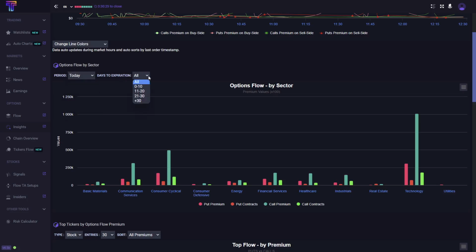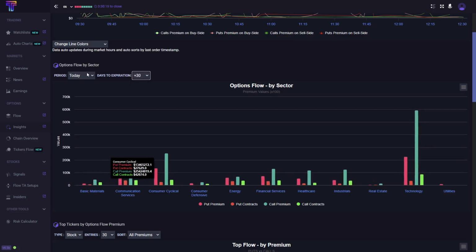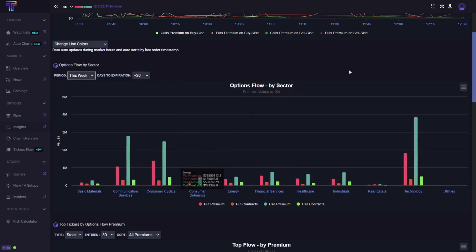And you can also get a good time range of when people are buying it. Is it 0 to 10 days? Is it 11 to 20, 21 to 30, or 30 plus? So if we want a 30,000 foot view of the markets, we can go and we can look at this week and we can see where people are throwing money. So we see a lot of money going into tech, communication services, and it looks like consumer cyclicals. So these three sectors are what people are betting on for the next 30 days plus.